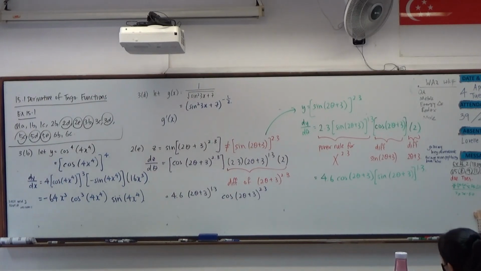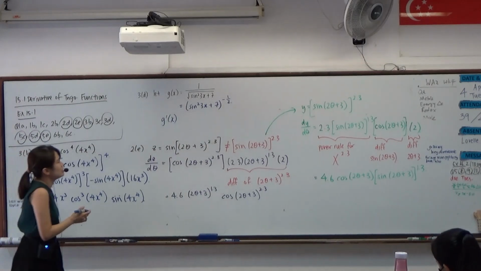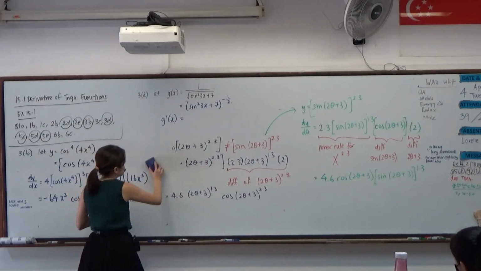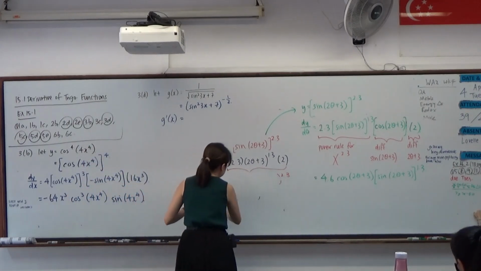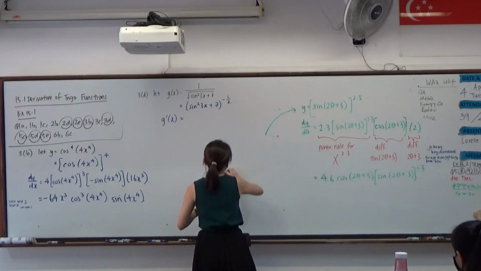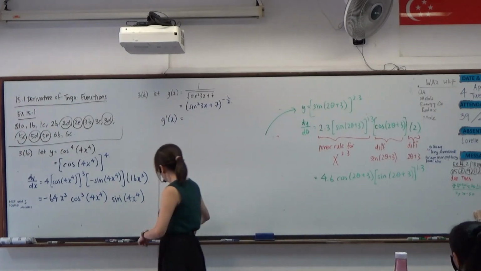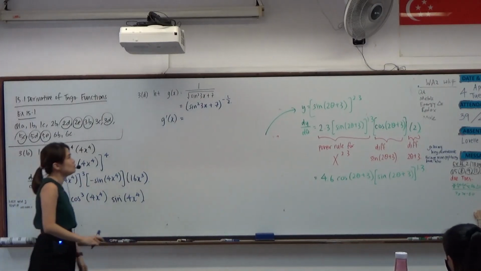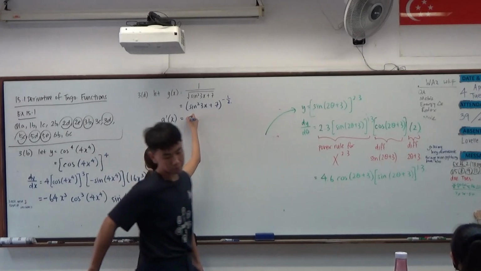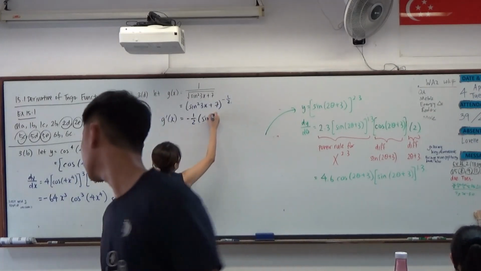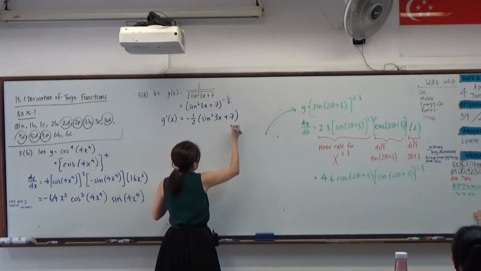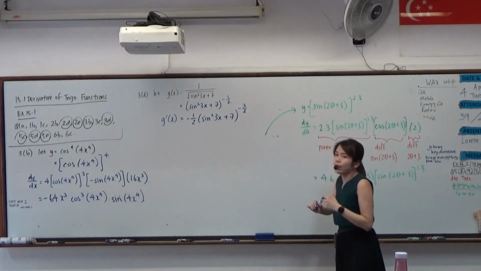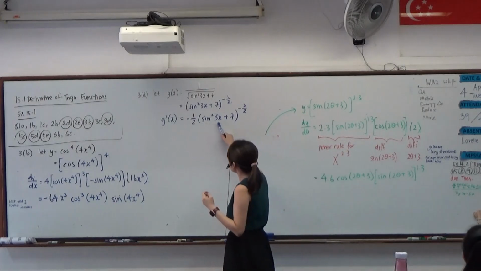If you do quotient rule, I think some of you actually tried it. You notice that it is algebraically tiring. And then you will probably get stuck somewhere. So in this case, when we apply our power rule, we bring this power down, negative half. Power minus 1, we will get power negative 3/2. And then we differentiate the sine square 3x plus 7.